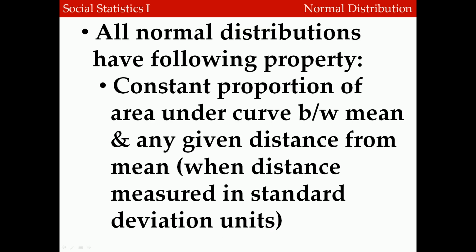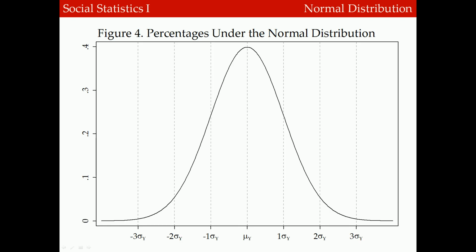Regardless of which normal distribution we're talking about, all normal distributions have the following property. They have a constant proportion of area under the curve between the mean and any given distance from the mean. That is, when the distance is measured in standard deviation units. So let's take a look at some of the areas under the curve at different distances from the middle.